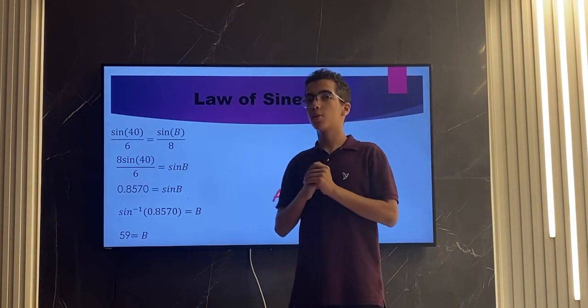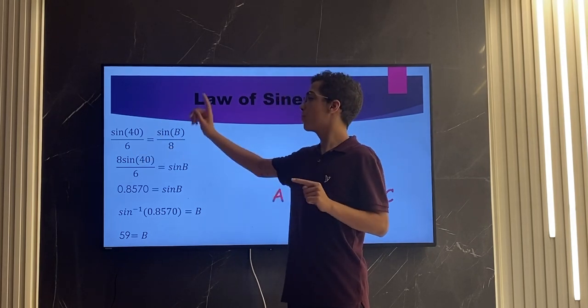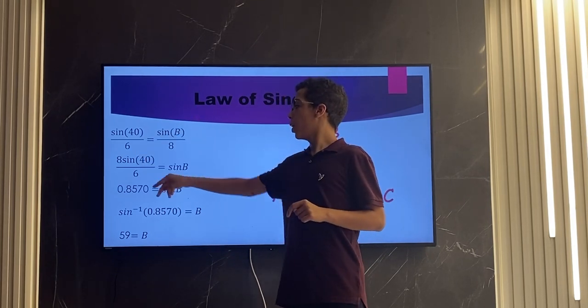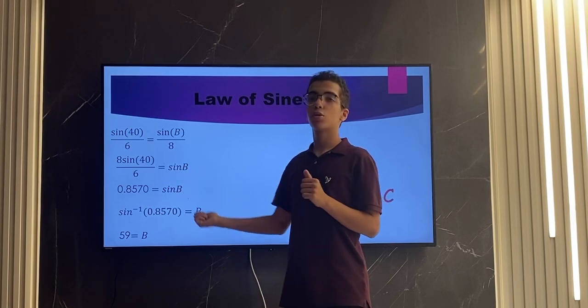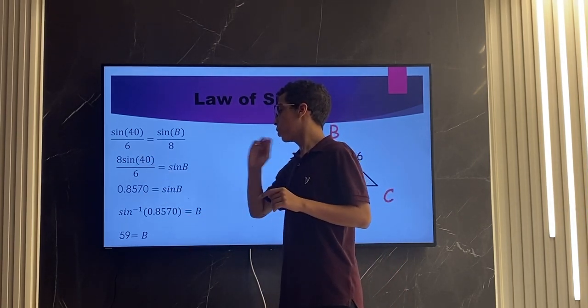And then we cross multiply this multiplied by this multiplied by this. It will be 8 multiplied by sine 40 over 6. And then we multiply them, and then we use shift sine of the answer that we have from here. The answer will be 59.